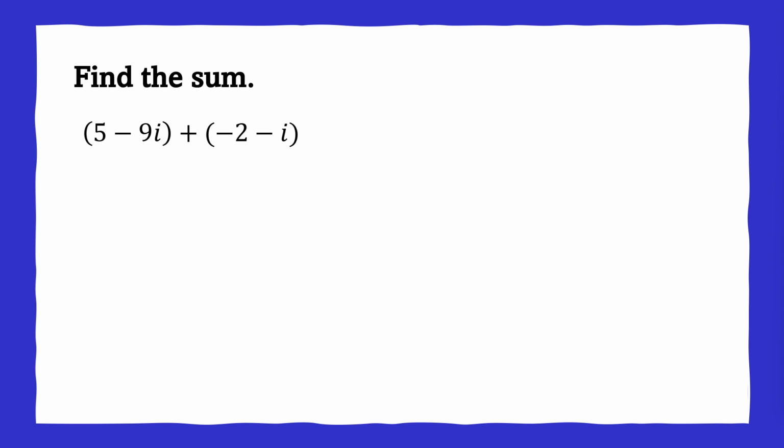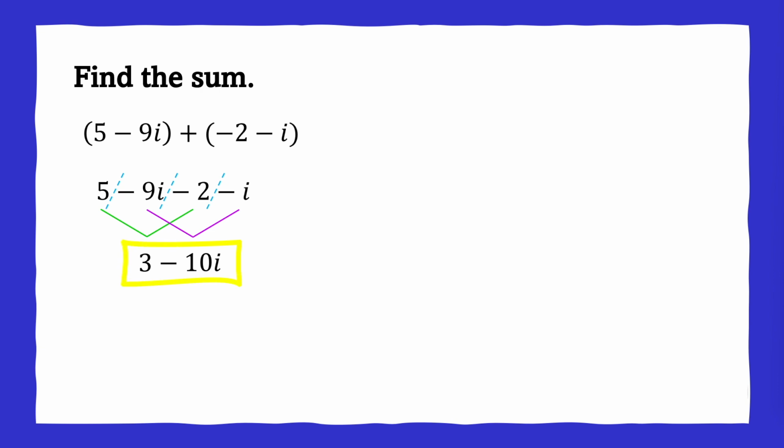When combining complex numbers, add the real parts together and then add the imaginary parts. Since we're adding the expressions, we can use the commutative and associative properties to combine like terms. I like to use these lines to separate the terms. 5 and negative 2 are both real constants, so combining them gives us 3. Next, we have imaginary numbers negative 9i and negative i. Combining the coefficients results in negative 10i. Therefore, in simplest form, the sum is 3 minus 10i.